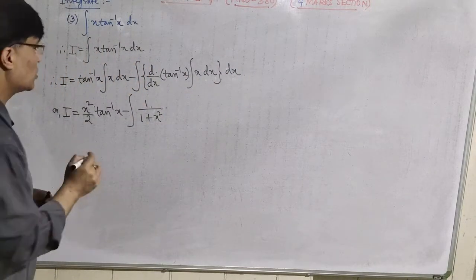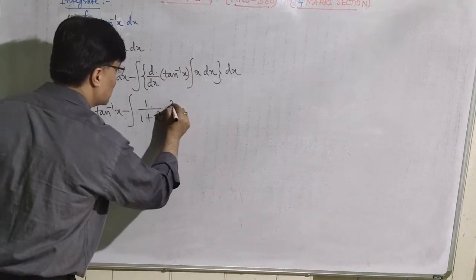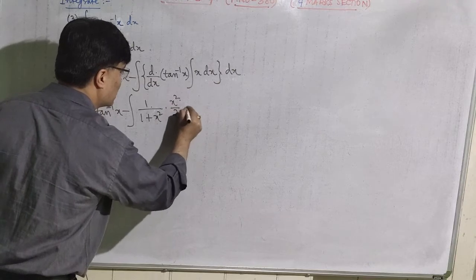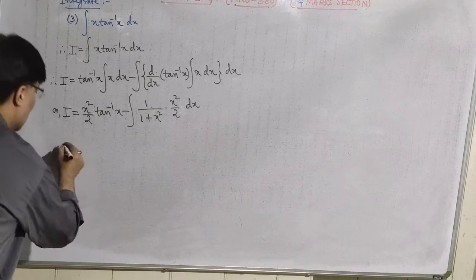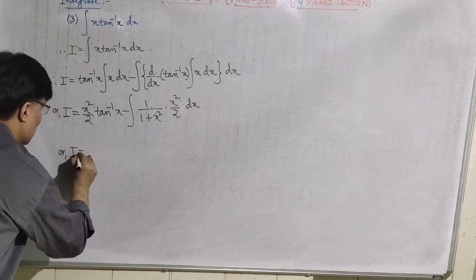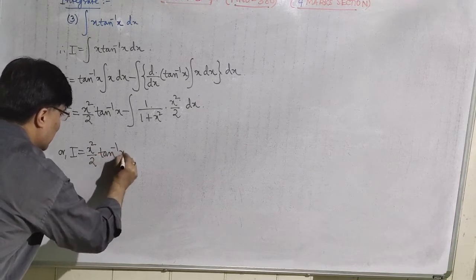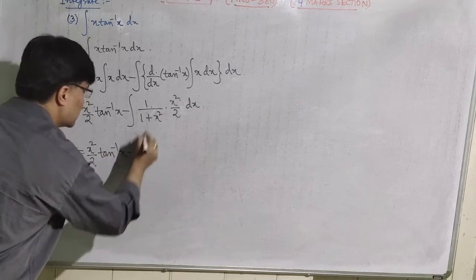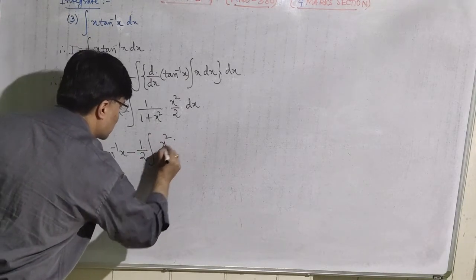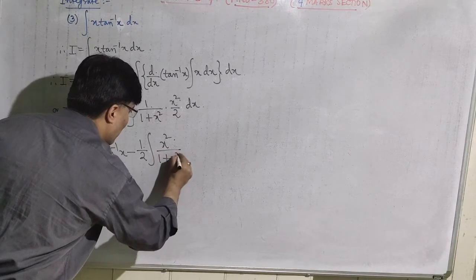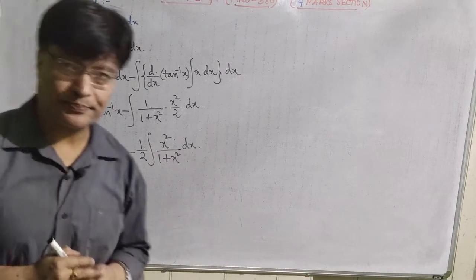Is that clear? So now d by dx of tan inverse x is 1 upon 1 plus x square. What is integration of x? That is x square by 2. Then what do you write? dx. Is that understood? So now next, I is equal to x square by 2 tan inverse x minus, here half is a constant, it is taken outside, half integration of x square divided by 1 plus x square dx. Understood now?